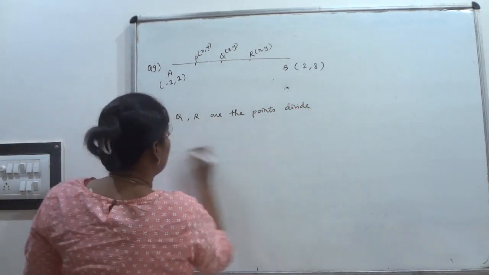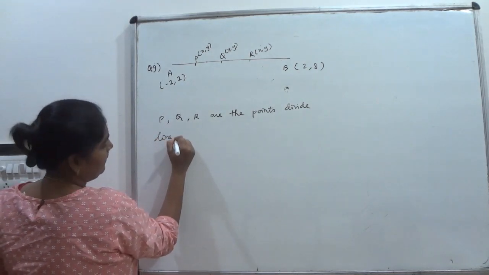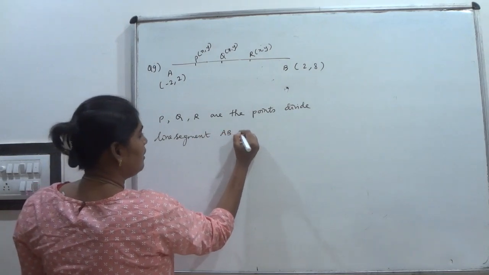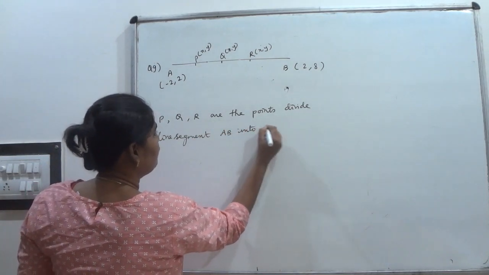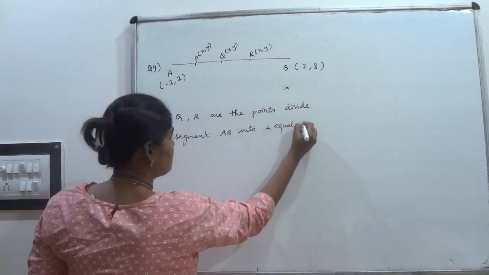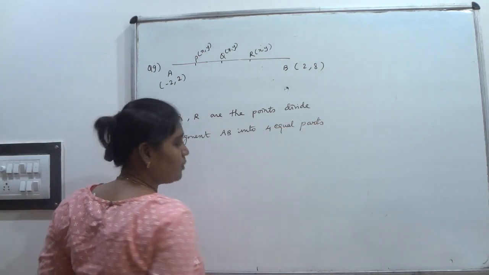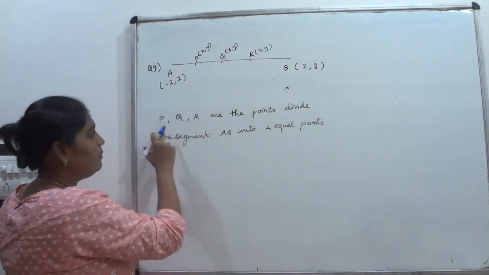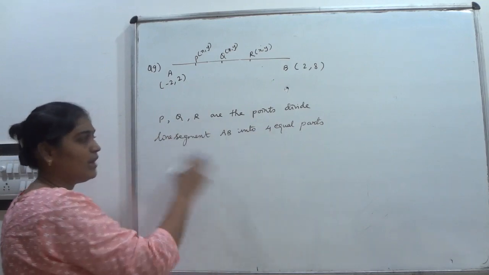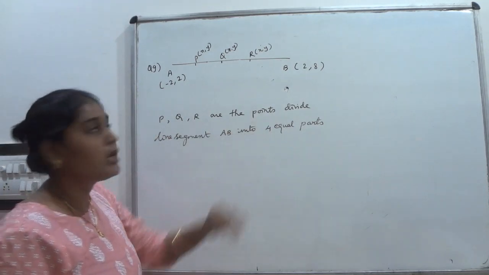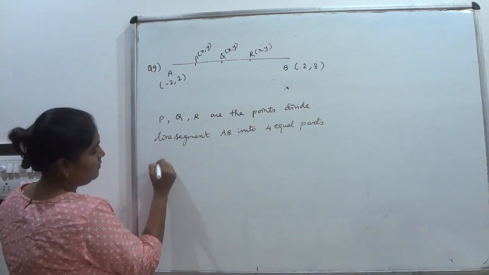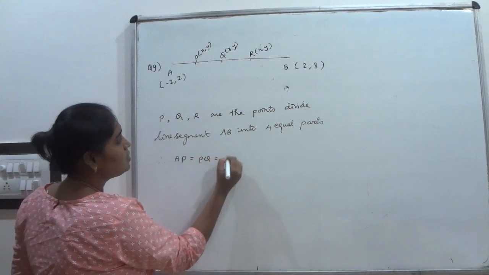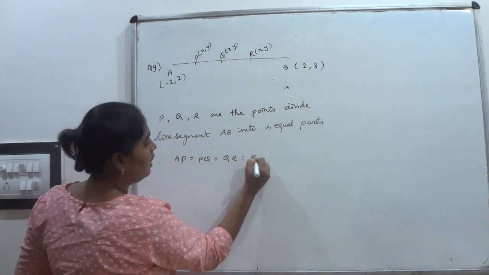Divide line segment AB into four equal parts. You have to write it. This is already given in the question. We are going to find out P, Q and R coordinates. You have to write P, Q, R are the points. Divide the line segment AB into four equal parts. So, we can write AP equal to PQ equal to QR equal to RB.